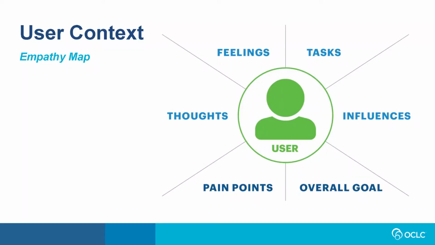When we try to illustrate the user's context, one of the things we use is an empathy map. This is a really good shorthand for fully developed personas that illustrates the user's feelings, the tasks that they need to complete, their thoughts and influences, but most importantly, their pain points and overall goals. One of the key things in my experience is understanding the user in all these different facets, because it helps you get insight into the user's life, and then you can develop more relevant experiences based on what you know about them.